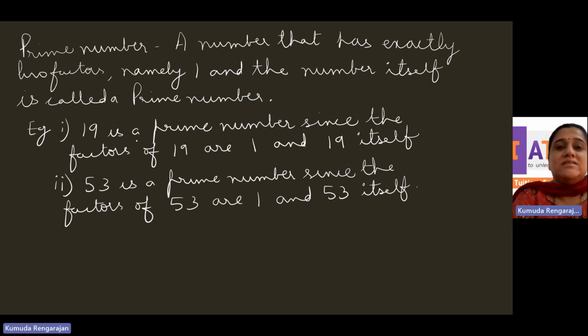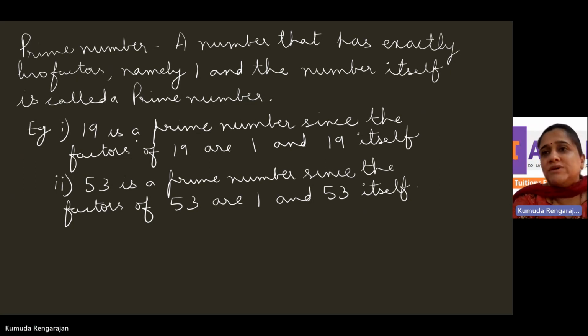Okay. The factors of 19 are 1 and the number 19 itself. Similarly, 53 will happen in the table of 1, that is 1 into 53 is equal to 53, and in the table of 53 itself, 53 ones are 53. You will not find this number in any other multiplication table, not in 2, 3, or 4, nowhere else.